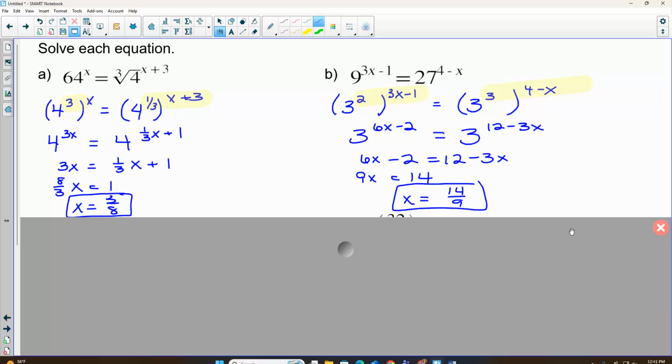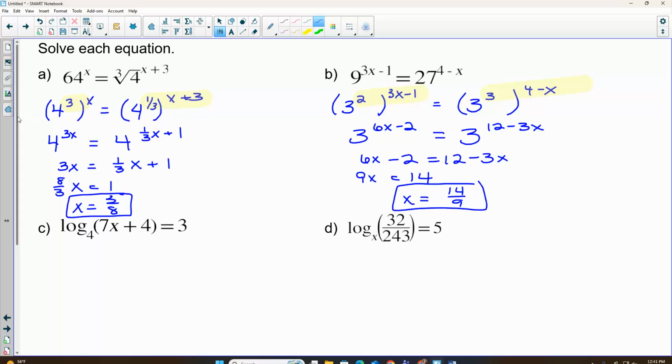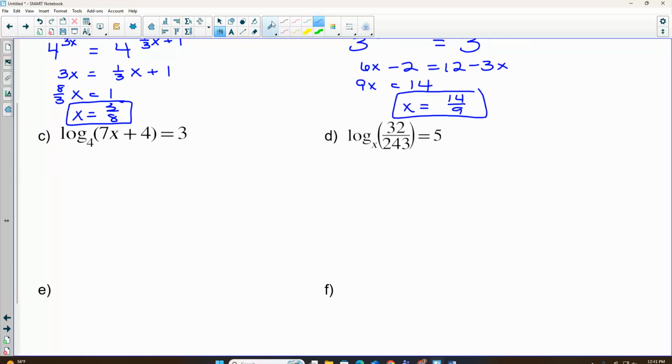All right, in 4.3 we were solving similar equations but with logs. So let's say I gave you a couple log equations. What was our strategy on these? We always start by putting them in exponential. To put it into exponential, you start with the base. The base of the log is the base of your exponential. And then you just go across the equal sign. So 4 to the 3rd power equals 7x plus 4. That is the hardest step.